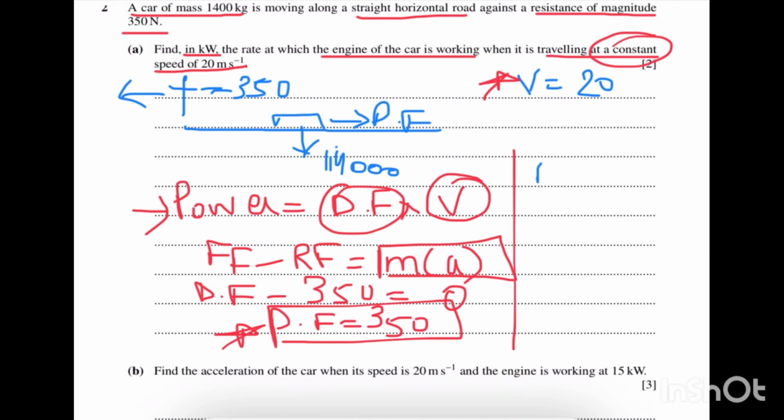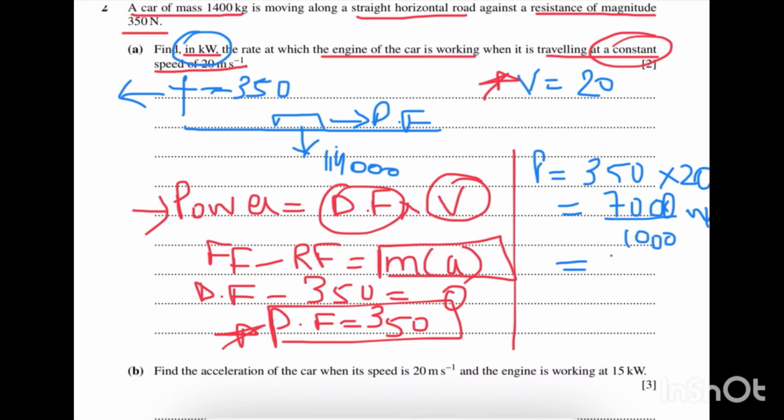So power will be equal to 350 multiplied by 20, and that is equal to 7,000 watts. Now they asked us to give us the answer in kilowatts, so we will divide it by 1000. So that means the power of the engine is 7 kilowatts.